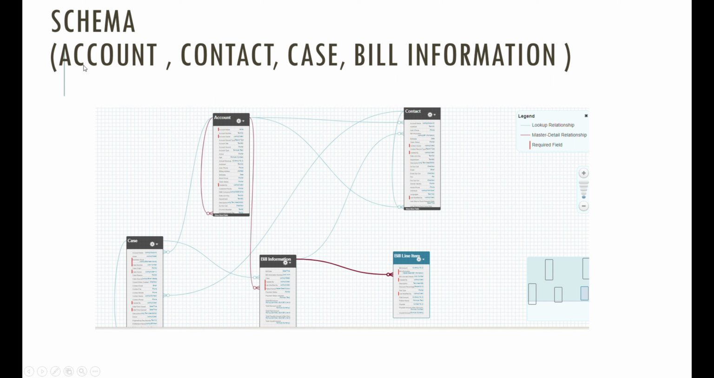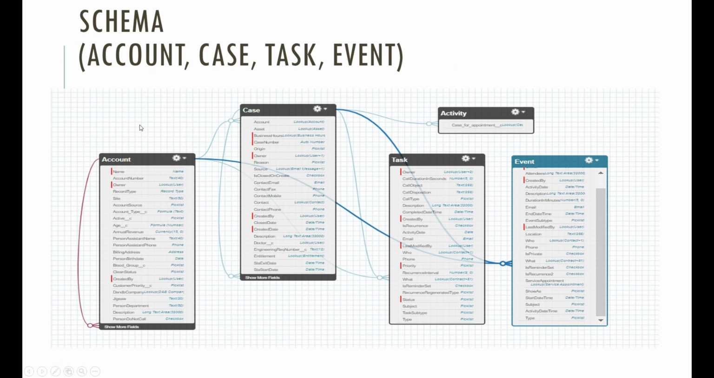So this is the schema diagram of this application. This shows account, contact, case, bill information and all the relationships between them. The blue line shows all the lookup relationship and the red line shows all the master detail relationship. And this is the schema for account, case, task and event, where it shows how they are related to each other.